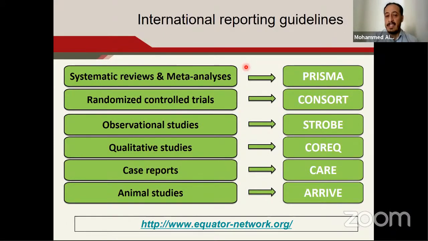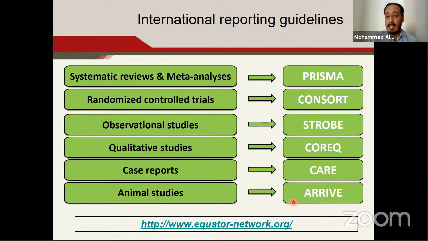Also, there are general guidelines before you start your writing. For a systematic review, you have to follow the PRISMA guideline. If you are writing an RCT, randomized controlled trial, there is the CONSORT guideline. If you are writing an observational study, the STROBE guideline. Qualitative study, this guideline. Case report, CARE. For those working with animals, there is a guideline called ARRIVE.